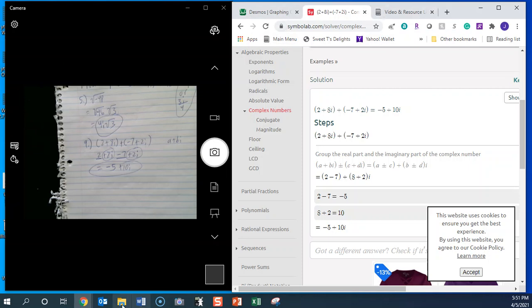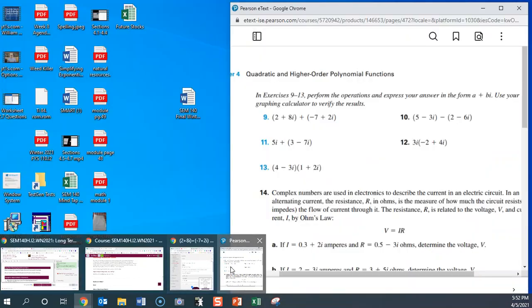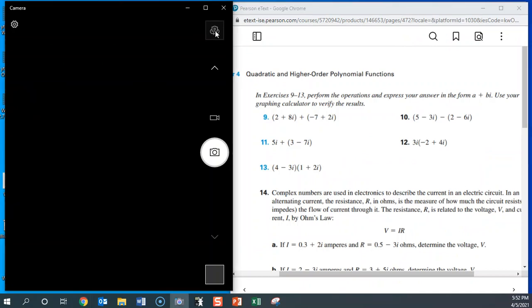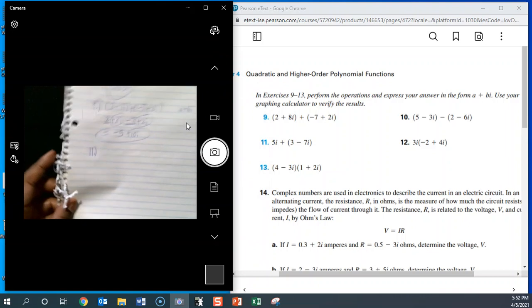As a matter of fact, I need to pull back up the textbook. Okay, we're going to move on to problem number 11. Problem 11. Hold on one second. For some reason this camera is acting up. All right, there we go.